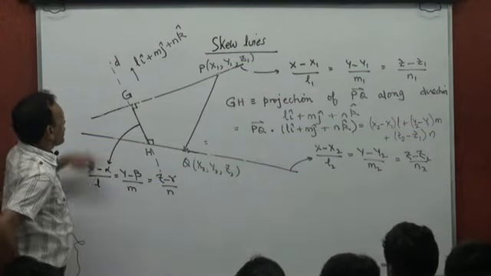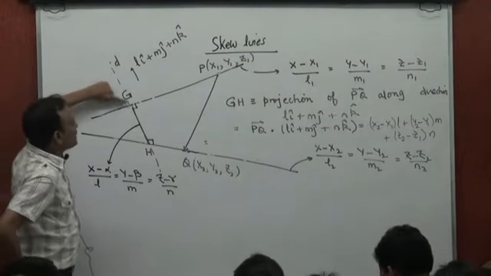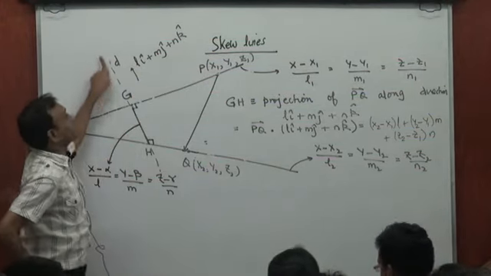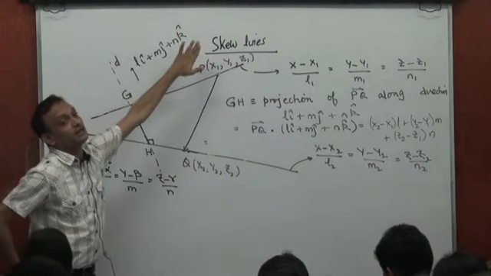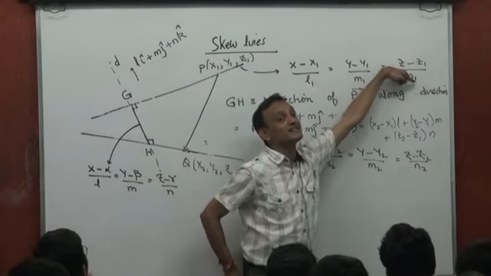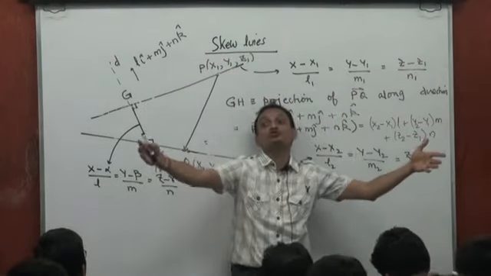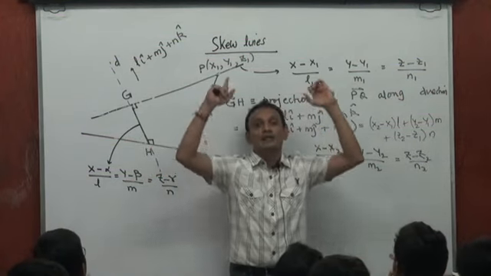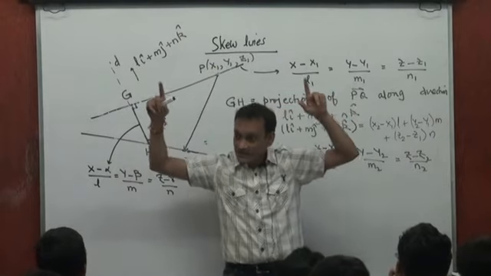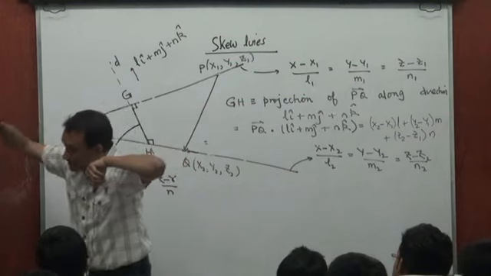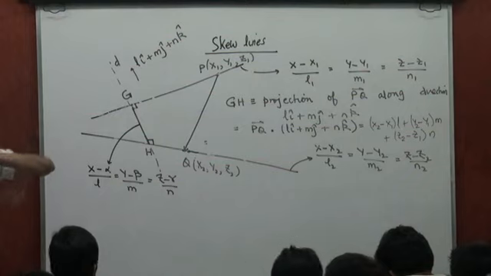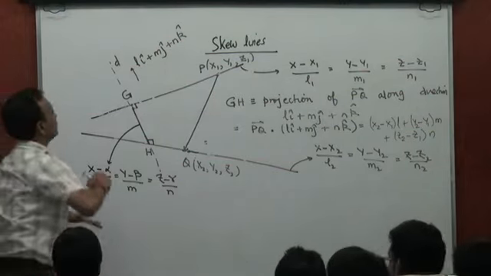Very clearly, a unit vector in this direction will be perpendicular to a unit vector in this direction. Yes or no? A unit vector along GH is Li plus Mj plus Nk, whereas a unit vector in this direction is L1i plus M1j plus N1k. The dot product of these two unit vectors must be 0. That means LL1 plus MM1 plus NN1 must be 0.